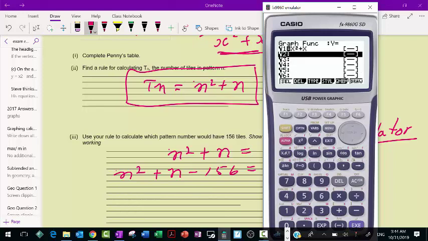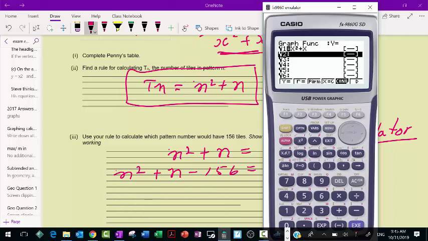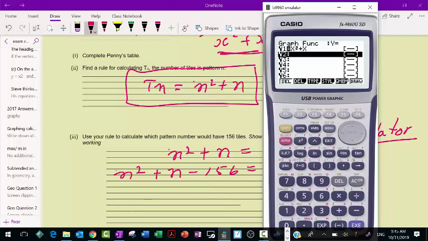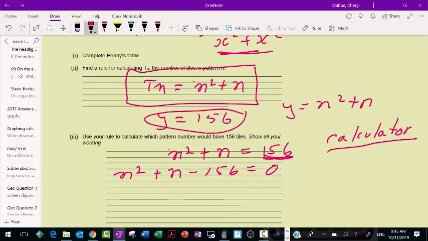All right, the other option here, if I go back to my window and just go Shift Window, just go back to standard so I can draw that. There it is. The other option is to go into your menu and put 156 down as another equation. So basically y is equal to 156. So you can do y is equal to n squared plus n, and you can also do this, which is this side of the equation. This is another strategy for doing it, and then draw.